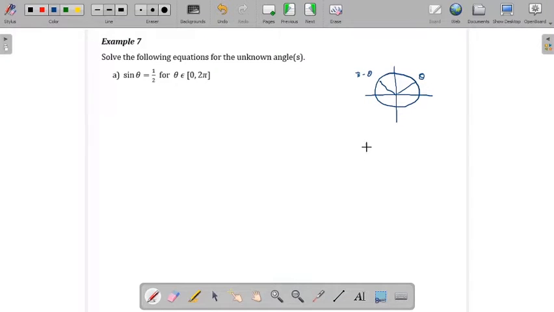Okay, so the basic angle is equal to what? Well, I need to refer to, if I can, my exact values table, so that I can find what is the angle for which sine is equal to 1/2. So what I'm going to do then is refer to the exact values table on the information sheet.